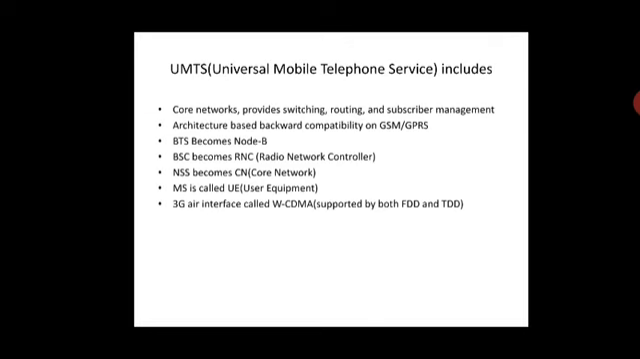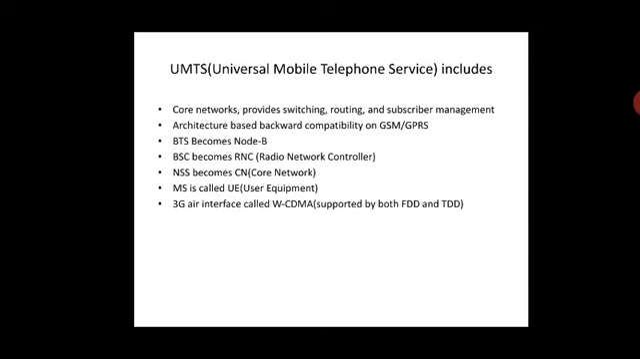Now when I go for UMTS, the Universal Mobile Telecommunications System, the core network provides switching, routing and subscriber management. Switching between the networks is taken care of by that. Routing, the connection routing, and subscriber management, all the management of a device, will be taken care of by this UMTS. Also, the architecture has backward compatibility, meaning if there is an advancement, it is in a position to support it.